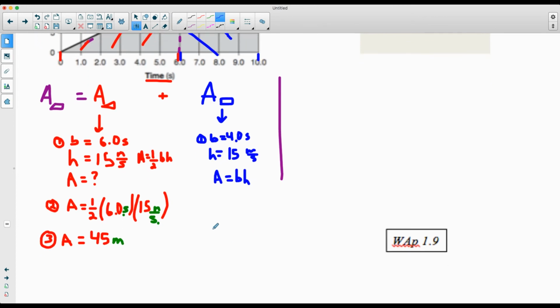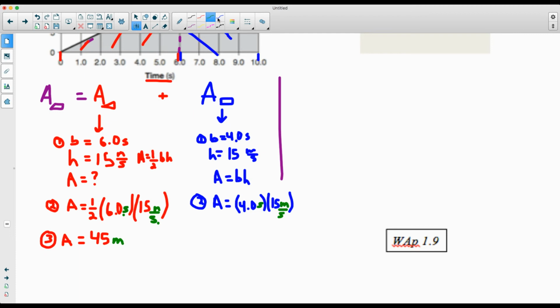Okay, step 2, plug it in. So even easier than the last one. Effectively, we're doing the same problem, except now our base is 4. I'll leave the space out for the unit for the moment. And the height is also 15, like last time. And so if you run your units in here, this is 4 seconds. And this is 15 meters per second.